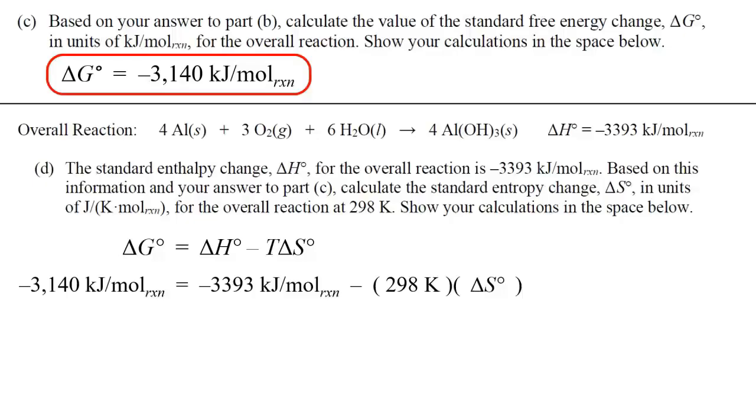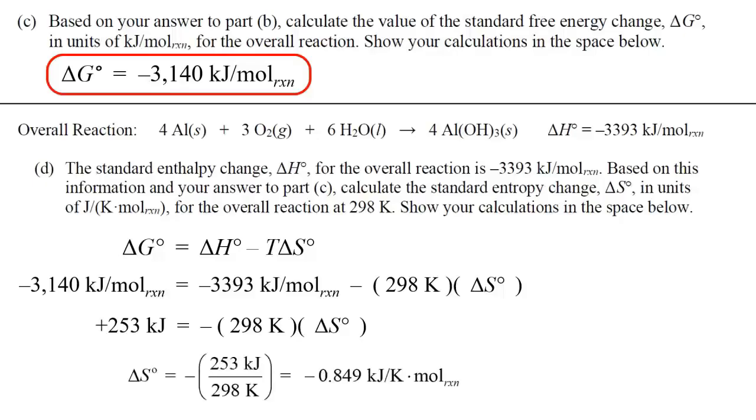So the first thing I'm going to do is to add 3,393 to both sides of this equation. And so I get 253 kilojoules on the left side of the equation. And on the right side of the equation, I get negative 298 times delta S. So I'm going to divide both sides of the equation by negative 298. And so when I do that math, 253 divided by 298, and there's a negative sign there, I get negative 0.849. And the units are kilojoules per Kelvin mole of reaction.